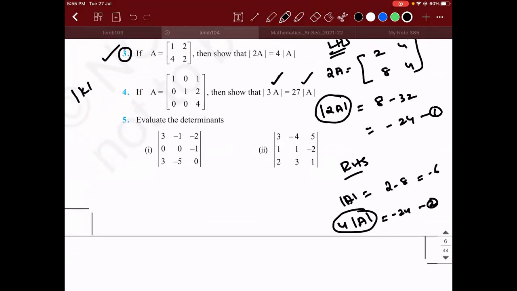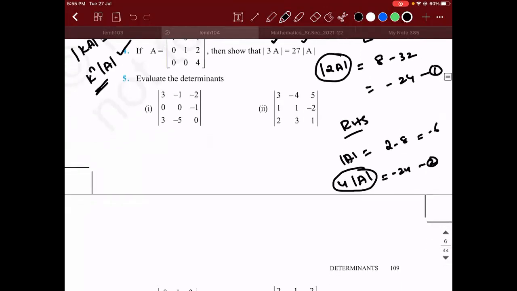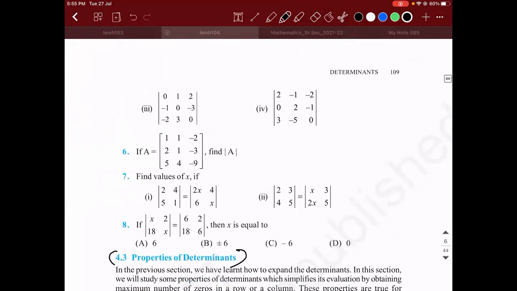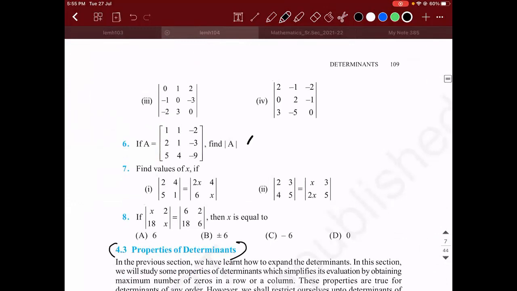Hence, the determinant of kA will be equal to k power n times determinant of A, where n is the order of the given square matrix. Okay, so I hope it is clear, right? You guys can do this. Evaluate the determinants, this part also I'm leaving it to you. The 8th one we will do.